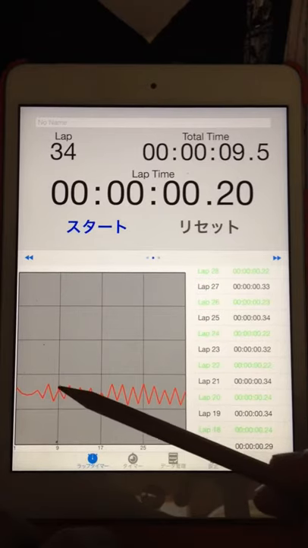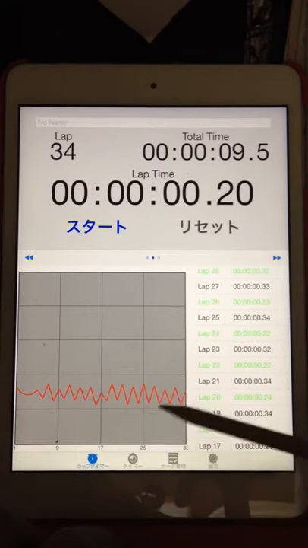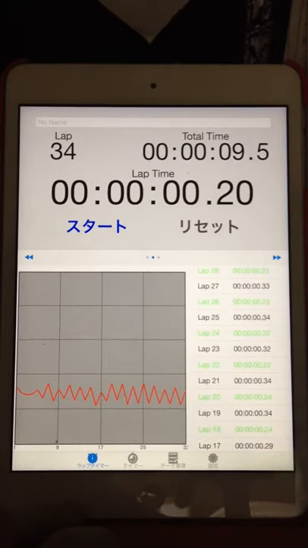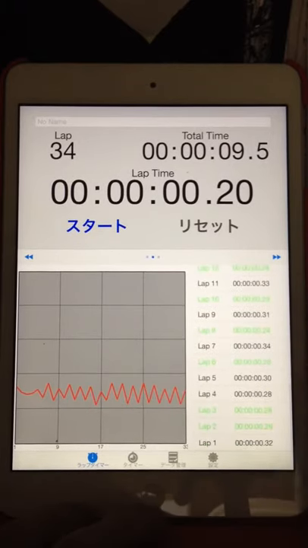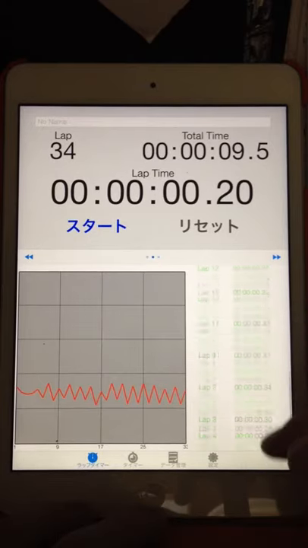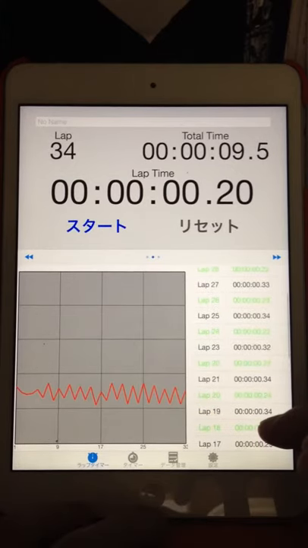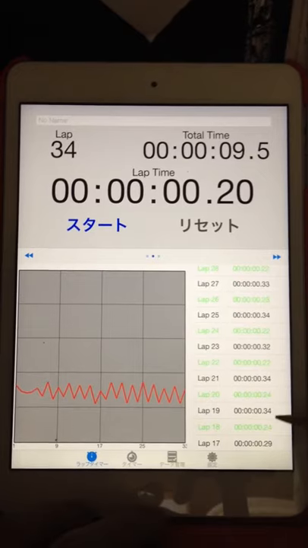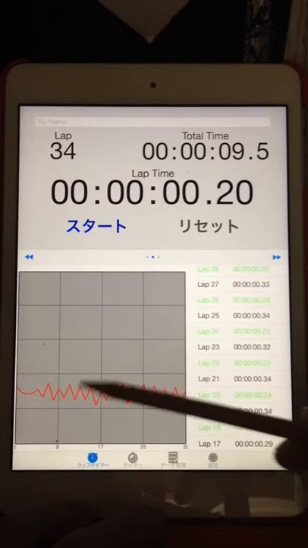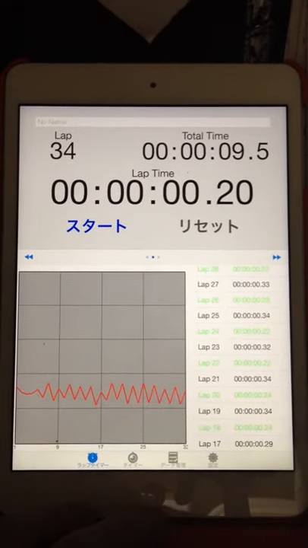sometimes a weaker bounce. This, it's second bar, first beat. Difference is 6, and third bar, first beat, difference is 5. 5 or 6, it means 50 millisecond, 60 millisecond.